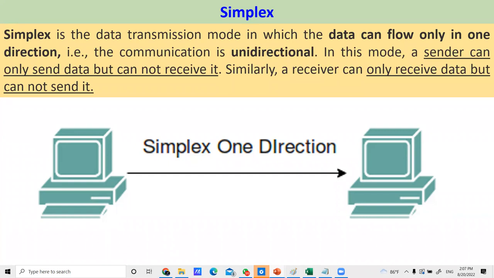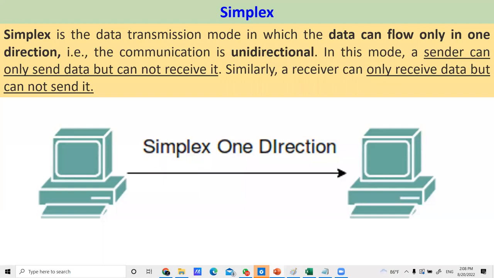Television. What about television transmission or radio transmission? Right. Always when you are looking at the TV, you will only be able to watch it. You are not able to respond to it. Whatever the scene from the TV, you will not be able to respond. Only you can watch it. With radio transmission also, only you can listen. You can't respond. Therefore, the best examples for simplex are television and radio transmission.